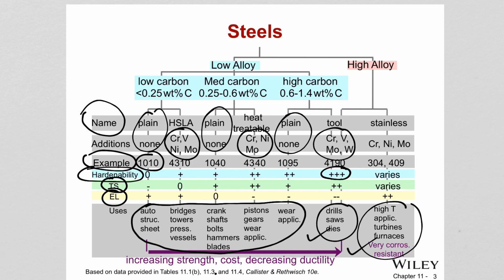This is of course a general trend. We cannot comment on specific alloys because we have a wide range of alloys, thousands of different ferrous alloys. So this is just a general trend we are giving. As we increase the carbon content, the strength is increasing, as we can see here, and it also decreases the ductility.